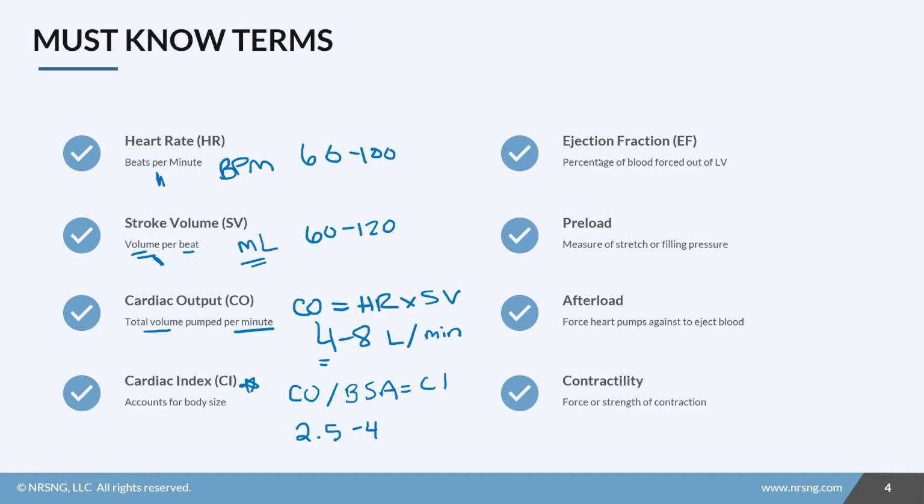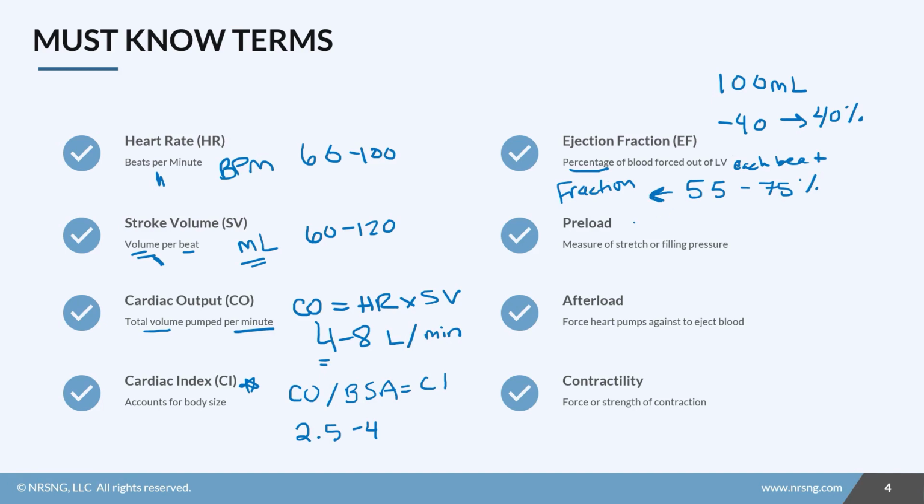Now, ejection fraction is literally the percentage or the fraction of blood forced out of the left ventricle with each beat. Okay, so let's just say hypothetically that the ventricle fills with 100 milliliters and it pumps out 40 of them. So that's going to mean that our ejection fraction, or the amount that we pumped out, was about 40%. Okay. Normal ejection fraction, 55 to 75. You'll see when we talk about heart failure that we start to see way low ejection fractions, like less than 50.